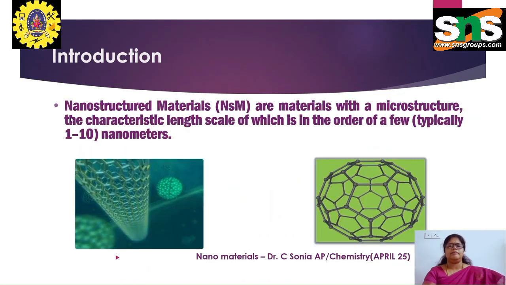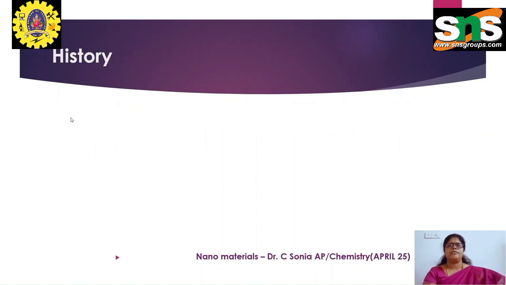So we can see in this picture a carbon nanotube and fullerene molecules, which is C60. Nanostructure materials are the materials with a microstructure, the characteristic length scale of which is in the order of a few nanometers, that is typically from 1 to 10 nanometers.